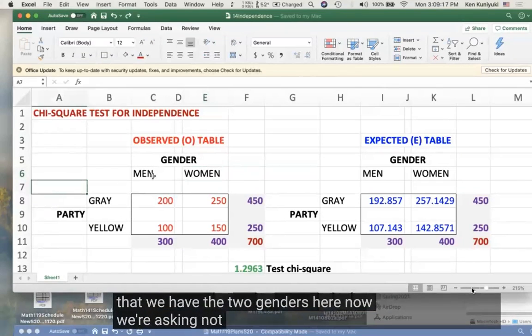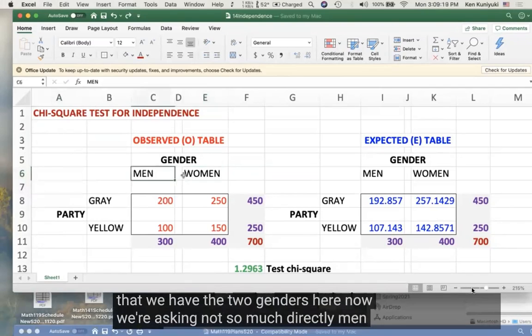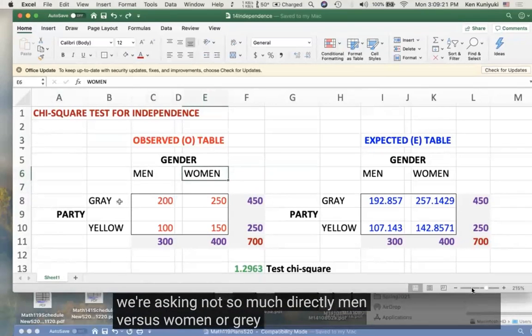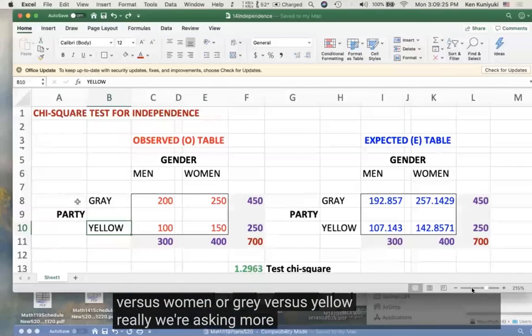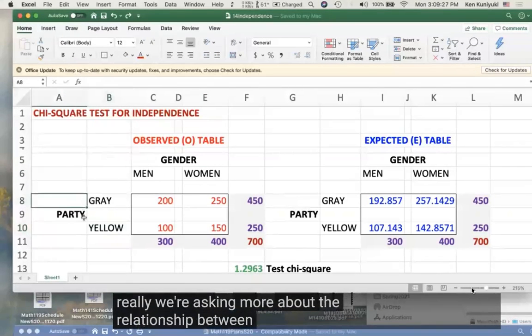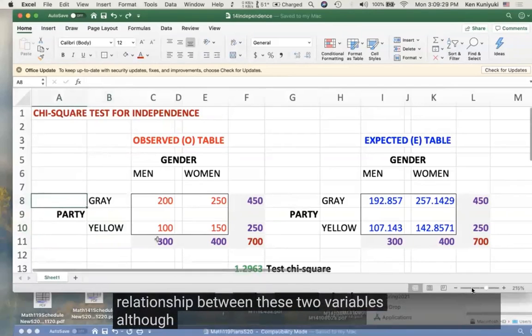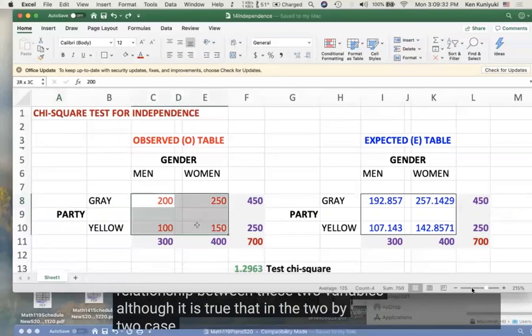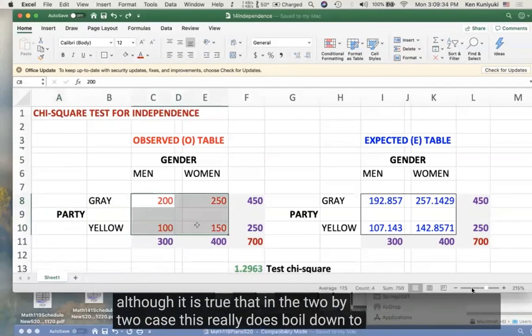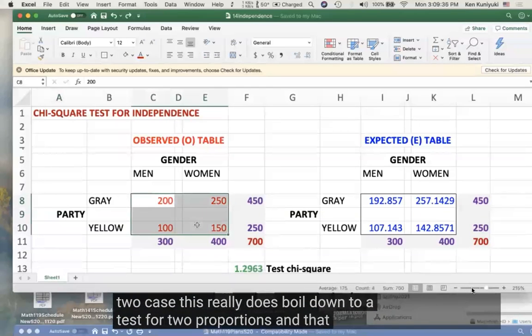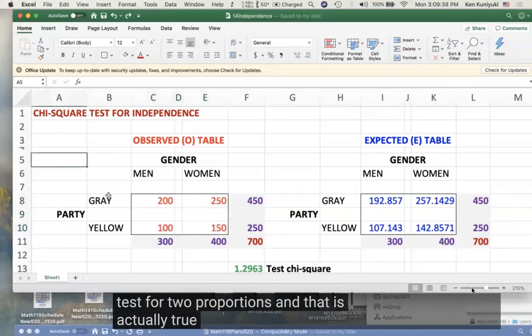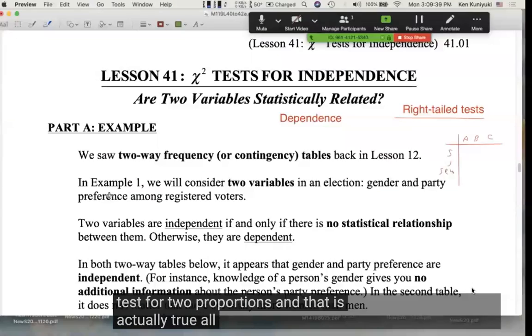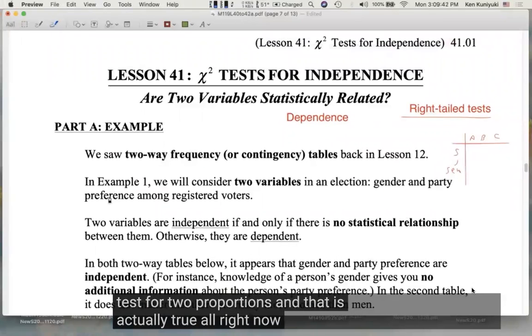Now we're asking not so much directly men versus women or gray versus yellow. Really, we're asking more about the relationship between these two variables. Although it is true that in the 2x2 case, this really does boil down to a test for two proportions. That is actually true. All right.